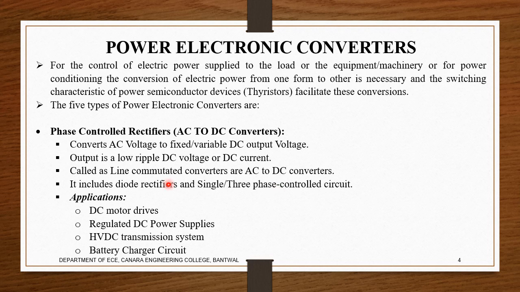The applications: DC motor drives, regulated DC supplies, the DC power supplies that we usually use in our labs, RPS, regulated power supplies, then high voltage DC transmission systems, and also battery charging units. Whenever we charge a bike or a car, we usually go for this AC to DC converter. Sometimes your mobile phone charger is also an AC to DC converter, converting directly from the AC source to DC for the battery.